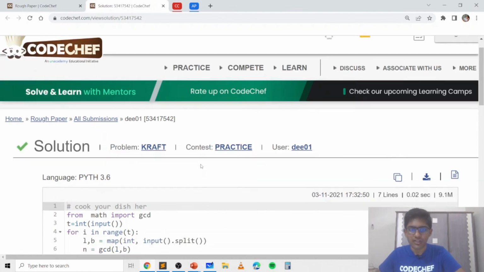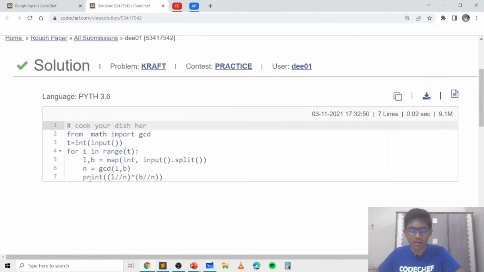And in the Python code, you can see this user has done the same thing. They take in the value of L and B, they compute the GCD to be N, and they print the value of L divided by N into B divided by N. Note that over here you need to use integer division. You can get a problem if you don't use integer division, because in Python float is the default data type when you divide two numbers. That's why you need to do integer division, and we know that N divides both L and B. So you can do L into B integer division N squared, or you can separate them into two parts, L divided by N into B divided by N, and both codes get accepted.